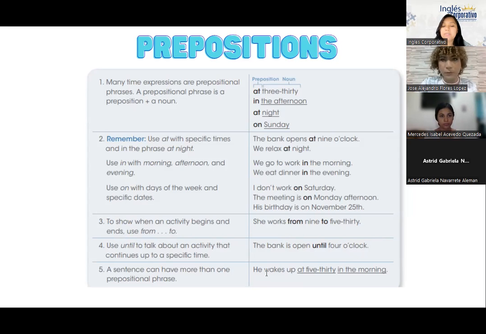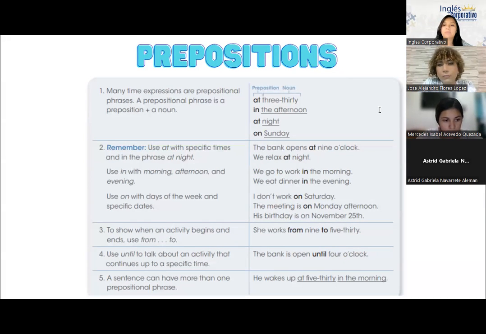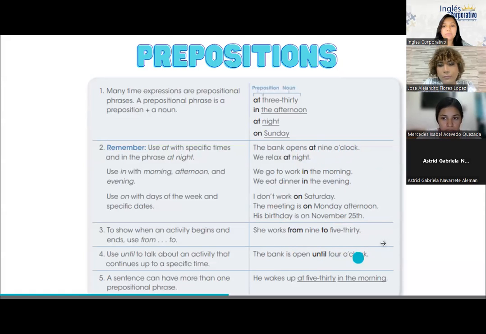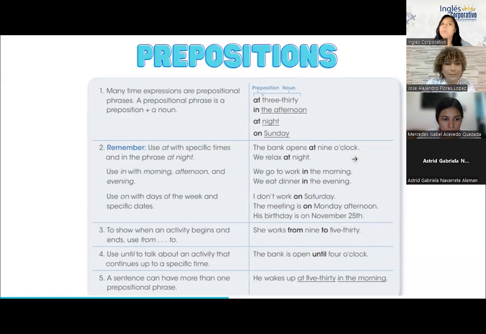Now, in the last example says, he wakes up at 5:30 in the morning. A sentence can have more than one prepositional phrase. ¿Qué quiere decir? Que una oración puede tener preposiciones, más de una. Aquí tenemos he wakes up at, primera preposición, 5:30 in, segunda preposición, in the morning. Do you have any doubt? ¿Alguna duda? ¿Alguna pregunta? About this? No. Okay.